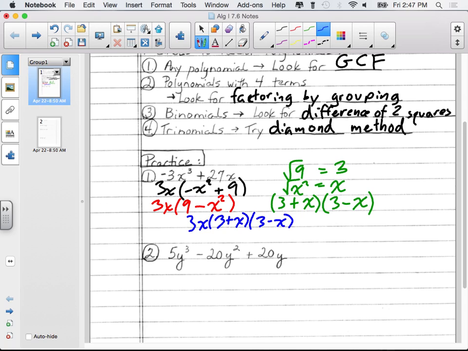Okay. So, 2 new factors, 3 plus x, 3 minus x. What kind of polynomials are they? Binomials, so we should be looking for a difference of 2 squares. 3 plus x, is that a difference of 2 squares? No. First off, there's an addition sign in there, so we can throw that one out. 3 minus x, is 3 a perfect square? No, it's not, so that one's out too. So we can't factor anymore. So our final answer for this one would be 3x times 3 plus x times 3 minus x.